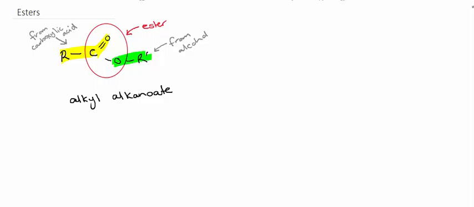There are two structural features of the name of an ester. The first part, the alkyl part, comes from the alkyl chain that is attached directly to an oxygen atom. So that's derived from an alcohol. And the alkanoate part of the name comes from the part of the structure which is attached to the carbonyl, and that comes from the carboxylic acid.